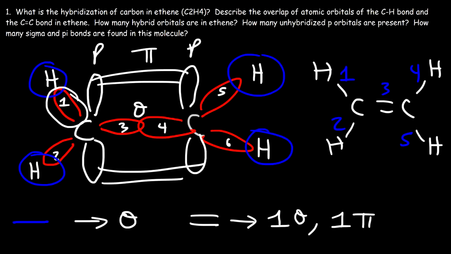So sigma bonds are created whenever atomic orbitals overlap each other, and so these are all sigma bonds. Now, whenever you have unhybridized p orbitals, you're going to have a pi bond, and it exists above and below the sigma bond.